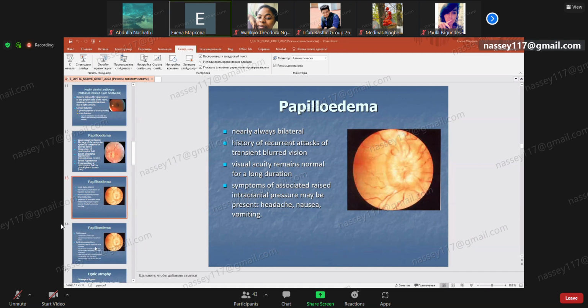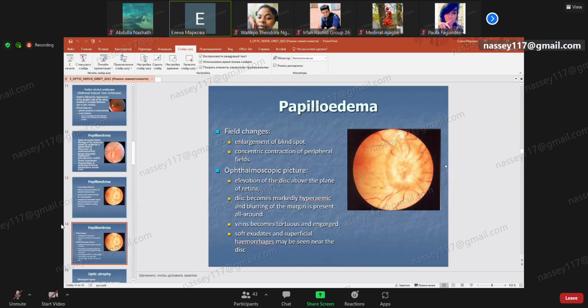So, look here, ophthalmoscopic picture. Elevation of the optic nerve disc above the plane of the retina. Look, this is elevation and prominence of the optic nerve disc. This becomes markedly hyperemic and blurring of the margin is present all around. Veins become tortuous and engorged.